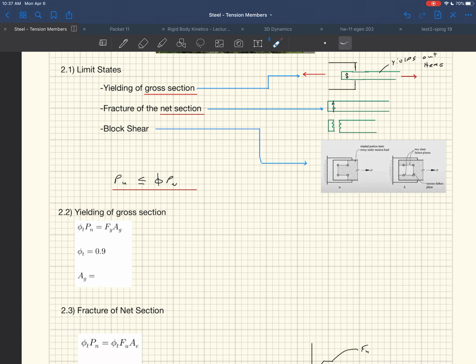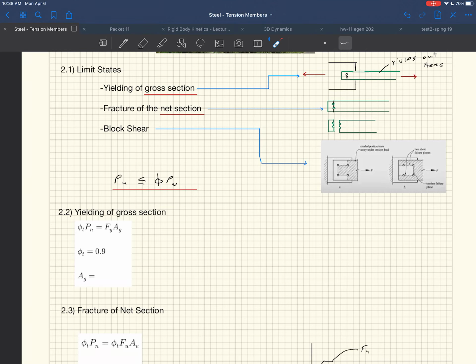Pu here is a factored load. It has 1.2 times the dead load plus 1.6 times the live load, and then Pn is our nominal capacity, and we have a phi factor to reduce the capacity out front, or strength reduction factor. Again, this accounts for our uncertainty in our ability to predict the capacity. It's going to account for the amount of ductility. If you have a more ductile response, you're going to get rewarded with a better phi factor, and so on. So ultimately, that's what has to happen.